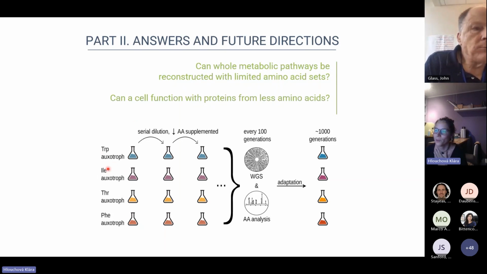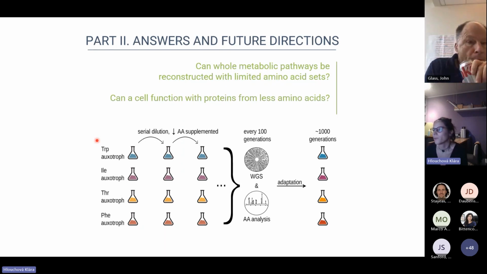It says auxotroph at the beginning. I know that mycoplasma doesn't need this. The truth is we started training this approach with E. coli, so that's why we played with auxotrophs. We would like to now approach the mycoplasma with the same logic, try to see which amino acid is actually the one that can be most easily left out.